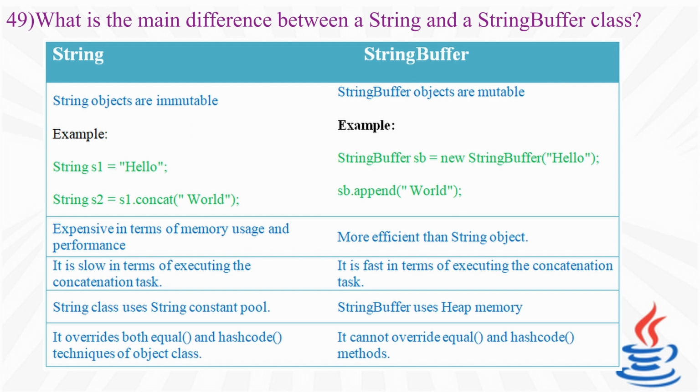String class uses a string constant pool to store the values, but StringBuffer prefers heap memory to store the objects. String overrides both equals and hashCode methods of the Object class, but StringBuffer cannot override equals and hashCode methods.